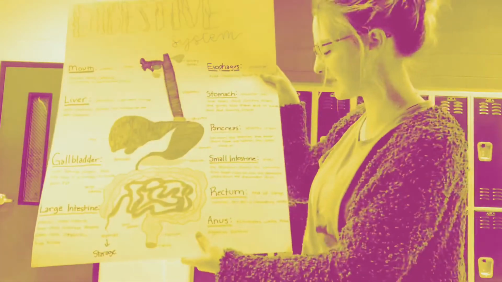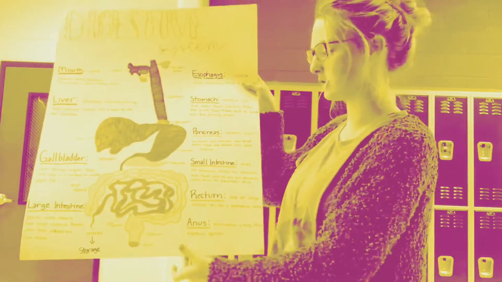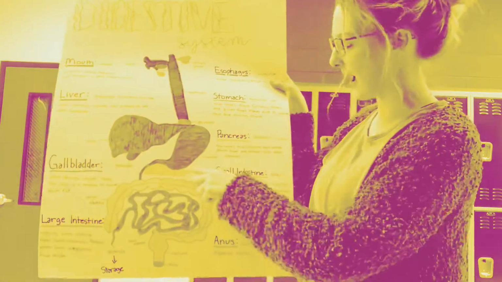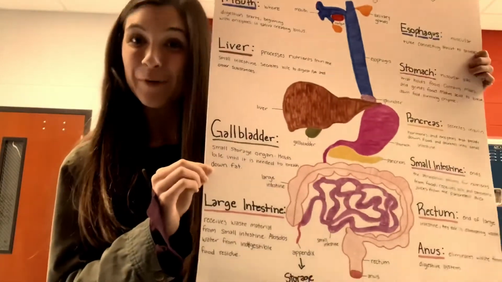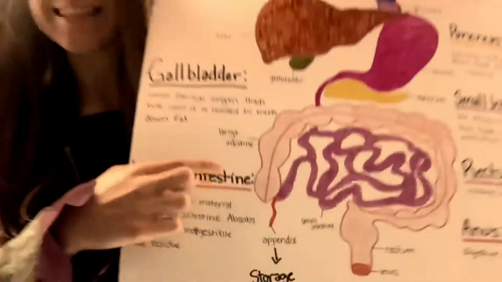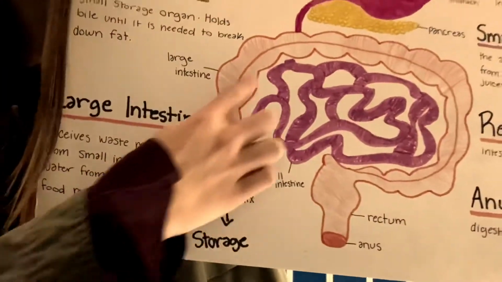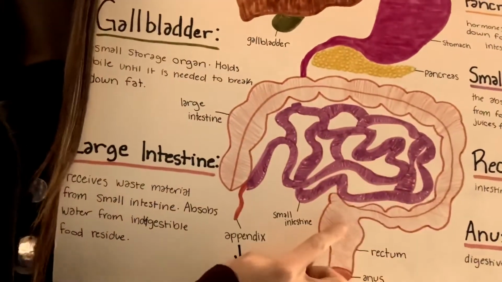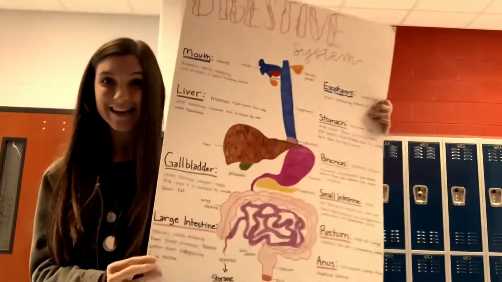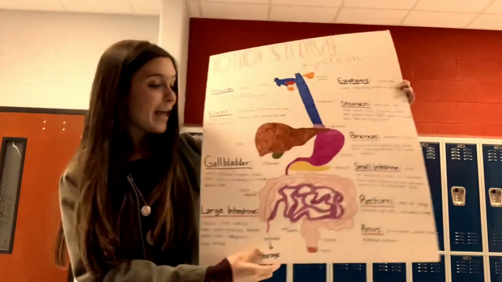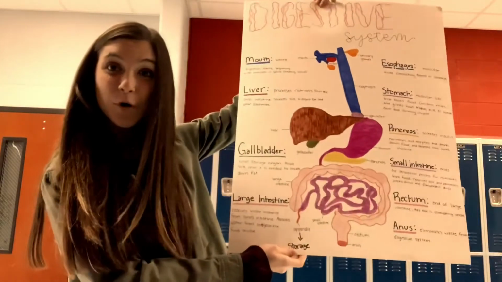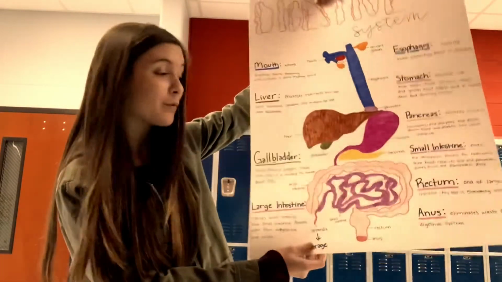The fourth thing we have is the small intestine, which is this little guy right here. The small intestine ends the absorption process for nutrients from food, and then it gets bile from the pancreas, which we will talk about later, and it will break down the food even more. The fifth organ in this system is the large intestine, which will be located right here. So the large intestine receives waste material from the small intestine, and it absorbs indigestible water from food residue.